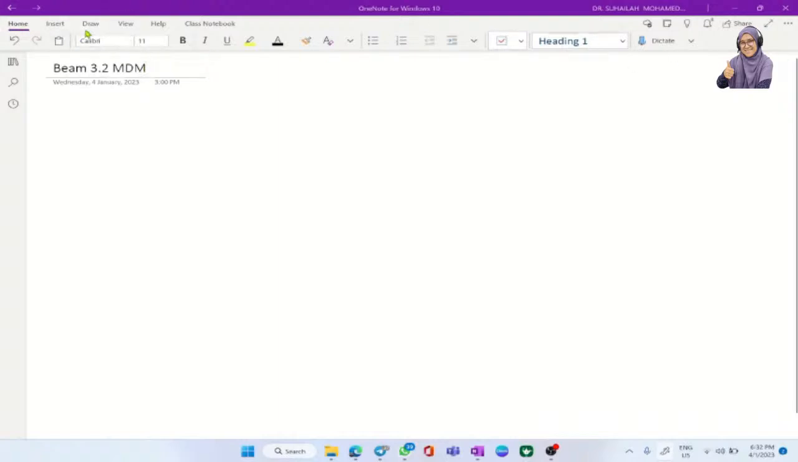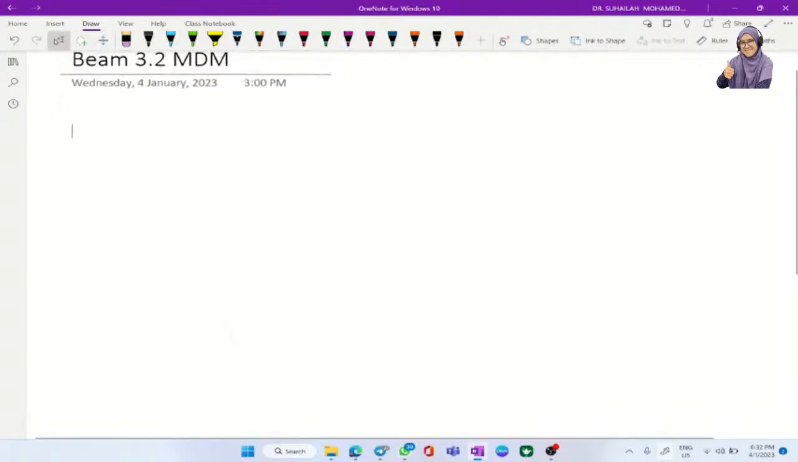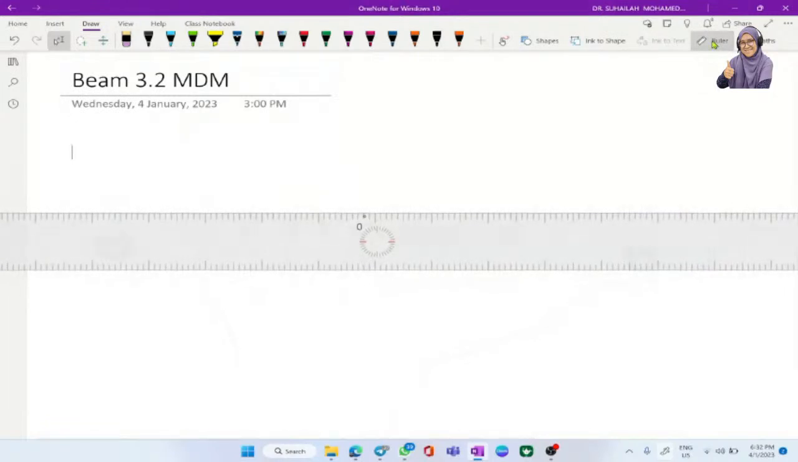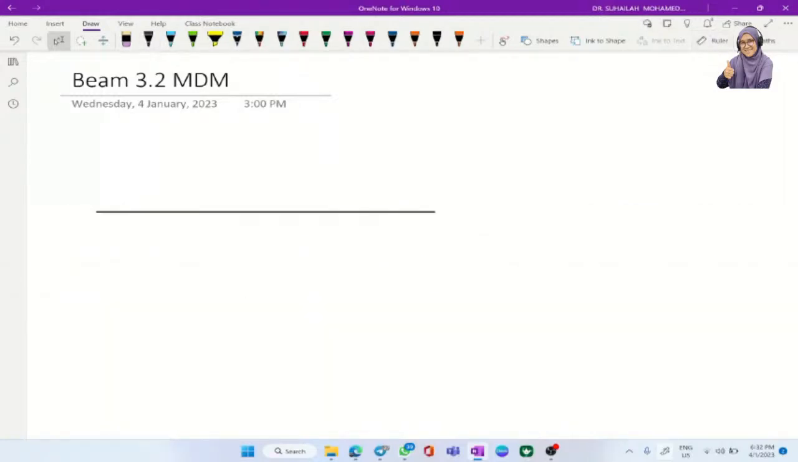I just want to draw the beam using a ruler here. So let's say this is the beam. Okay, so it is a continuous beam, so I put fix, roller, fix, and we label as A, B, C, and D. So this is fix, roller, fix.